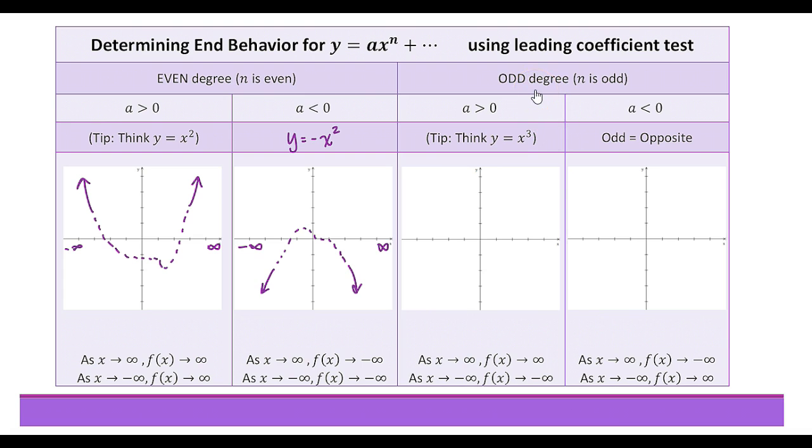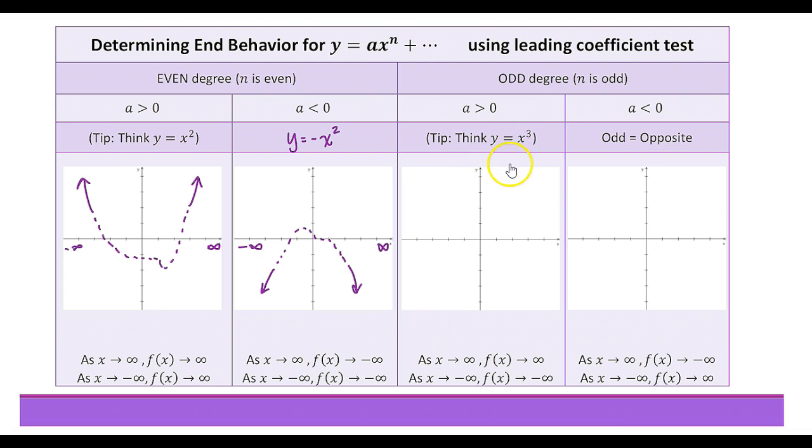The other possibility is if I have an odd degree leading term. So in other words, if n is odd. And then we have the two choices of a, the leading coefficient, to be positive or negative. So my tip here is to think about y equals x cubed, or really any odd degree power function that we are already familiar with.